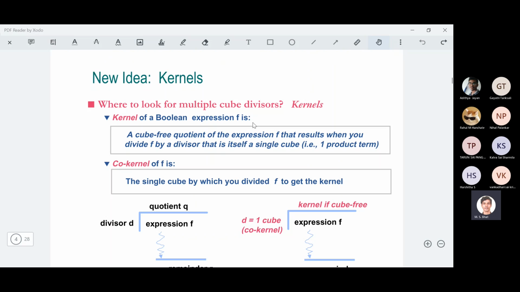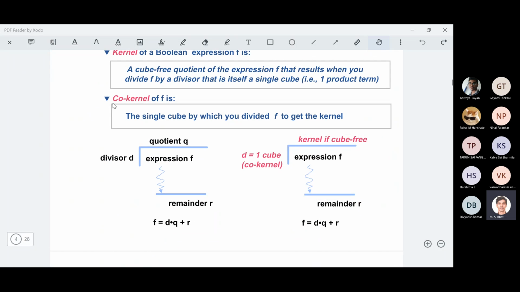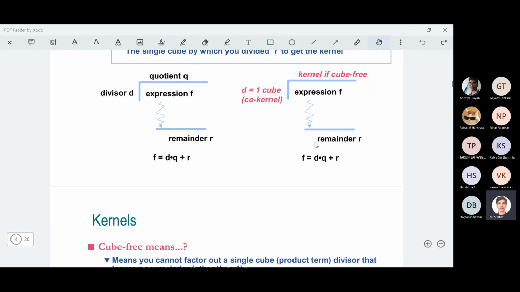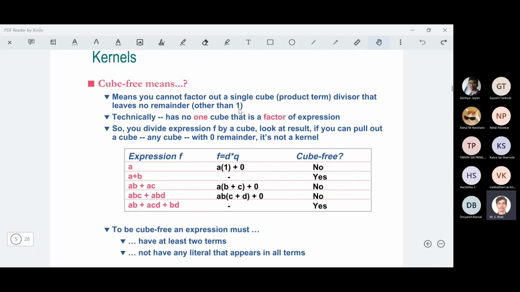A kernel of a Boolean expression f is a cube-free quotient of the expression f that results when you divide f by a divisor that is itself a single cube. The co-kernel of f is the single cube by which you divided f to get the kernel. So if D is a single cube and the quotient is cube free, then this quotient is a kernel. We have seen some examples here.